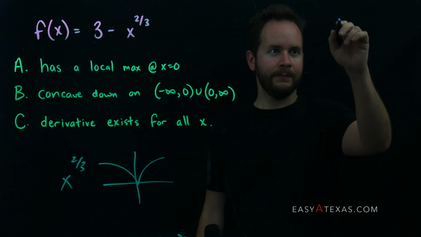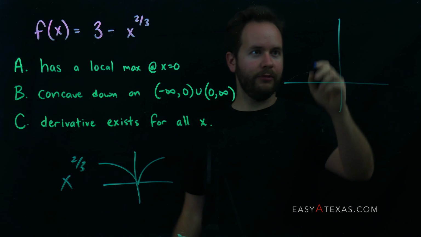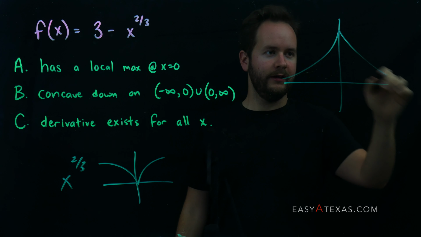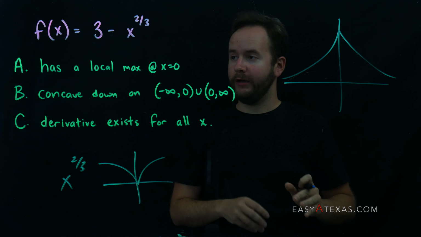So let me show you what that looks like. We're now going to look at a graph that's been shifted up 3 units, and now it kind of looks like this. Now we've got a graph going on here. Can we answer these questions?